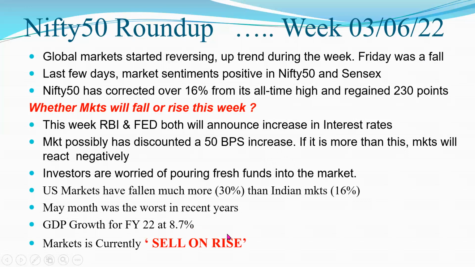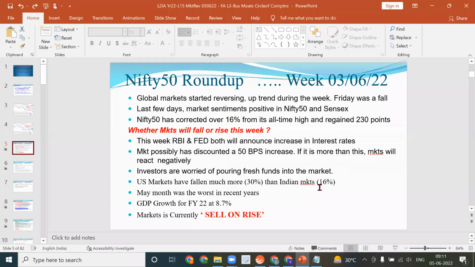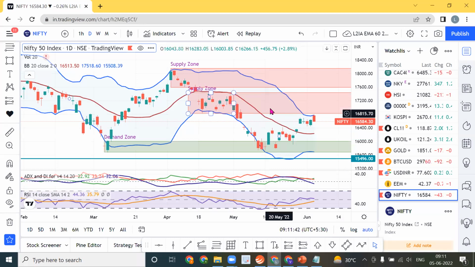The market is currently sell on rise. It means that whenever the market starts moving upwards, sellers are there in the market. Like here you can see, as it moves up, at this level there is a resistance around 16,800, and it starts moving downward. To break this resistance, a lot of people, meaning big ones, FIIs and DIIs, have to invest.